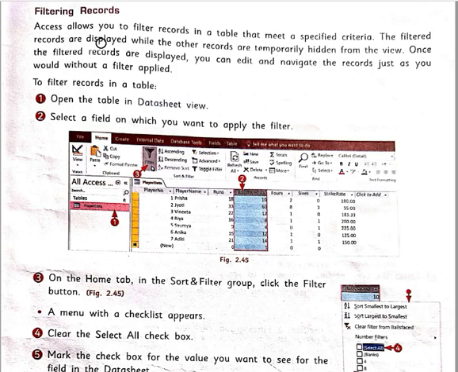First we have to open the datasheet on which we want to apply a filter, then select a field on which we want to apply the filter. That means we have to select a particular column. After selecting a particular field or column, as marked in figure 2.45, number 3, on the Home tab in the Sort and Filter group, we need to click the Filter button. A checklist will appear, like you can see in the figure.